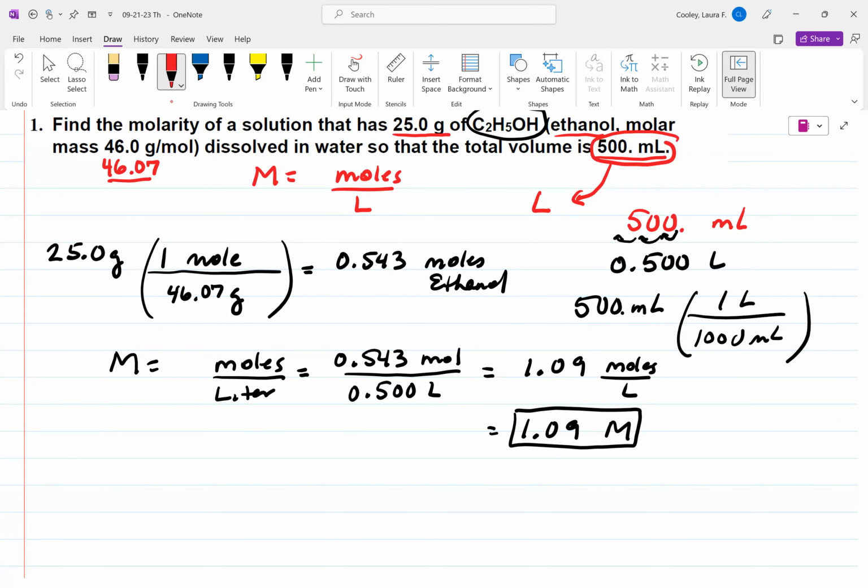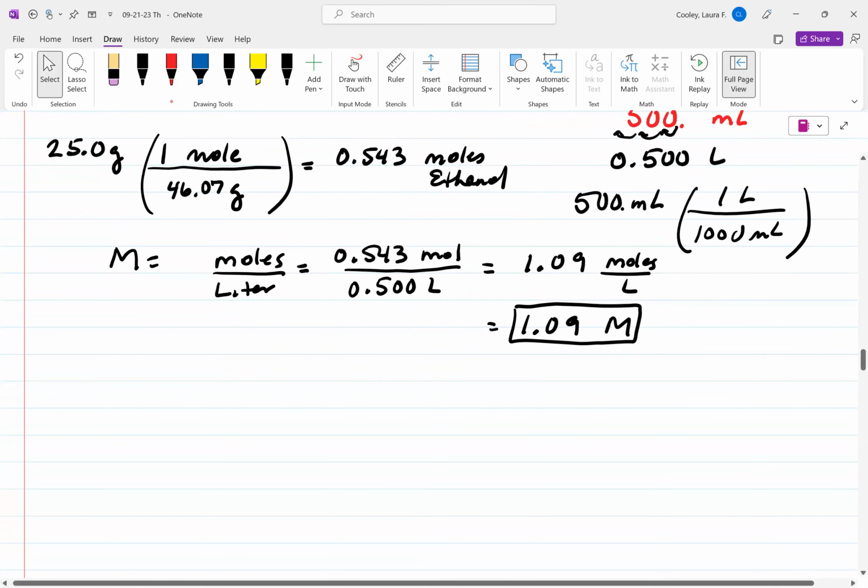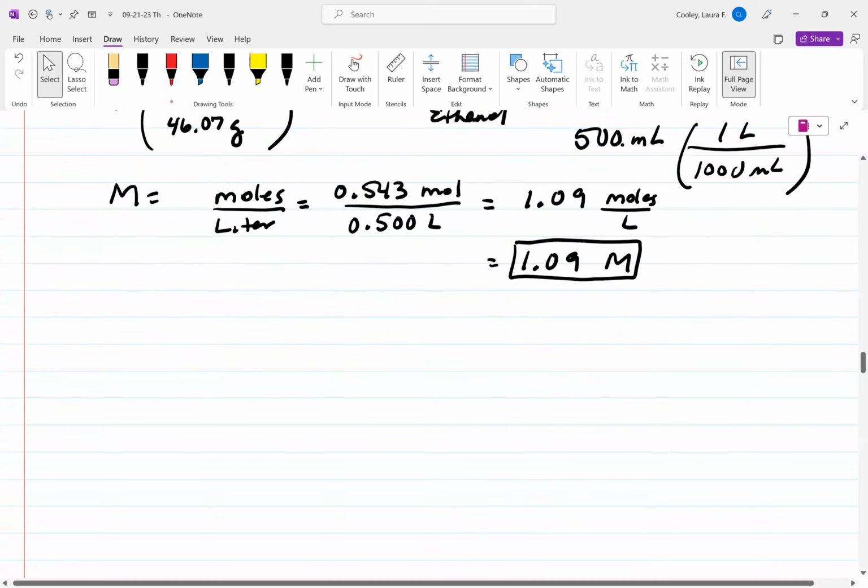Yeah, I don't know. That's not the kind of thing that I'm very sensitive to when I grade anyway. If somebody rounded differently or something, I can't go too crazy.